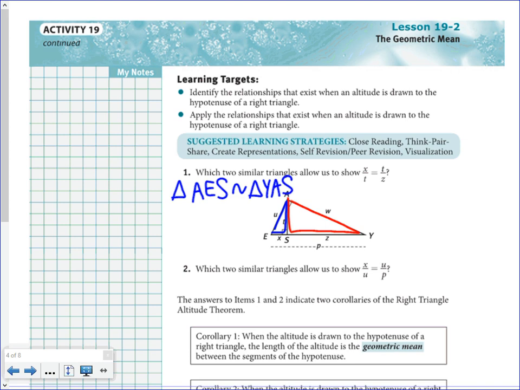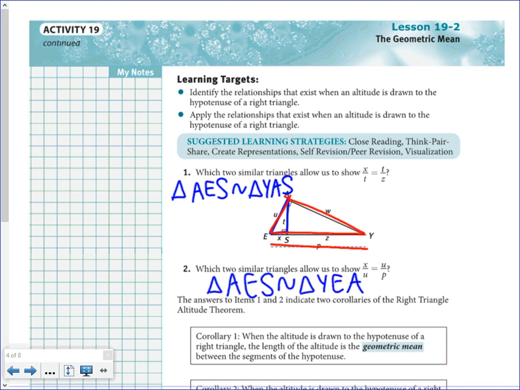So then it asks which two similar triangles allow us to show x over u is equal to u over p. So what we're looking at here, x and u are in this little triangle, and u and p are in this bigger triangle, because the p is the whole hypotenuse of that large triangle. And so the statement that you can write there, triangle AES is similar to triangle YEA.